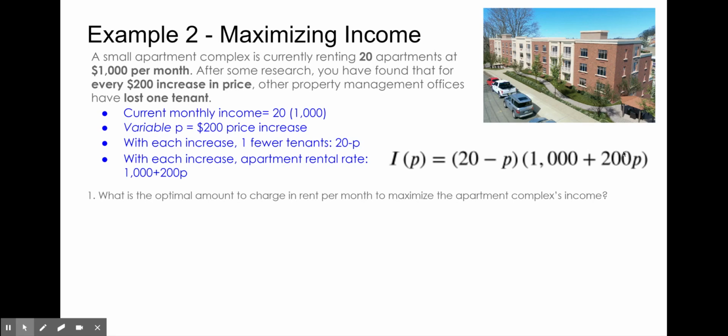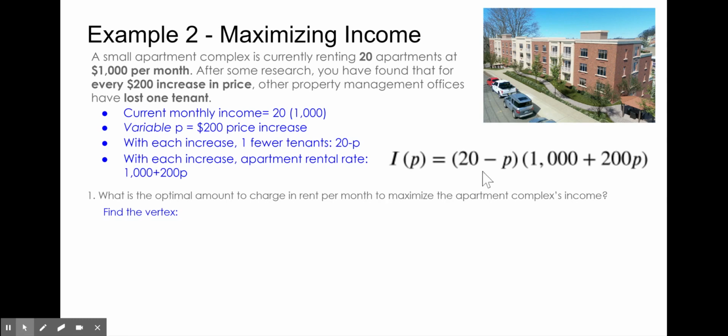The first question was, what is the optimal amount to charge in rent per month to maximize the apartment complex's income? We are looking for the maximum of our parabola, and in order to do so, we're going to look for the vertex. We could find the line of symmetry like we did in the previous video, but this time we're going to use the process of completing the square to determine the p-value of our vertex.